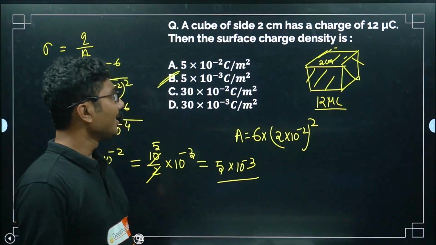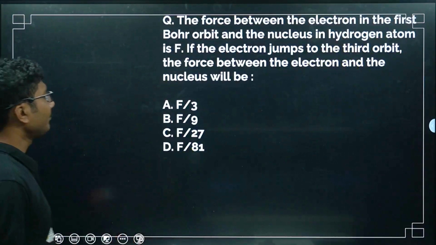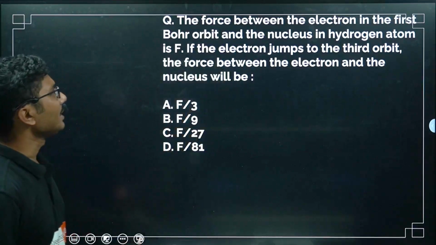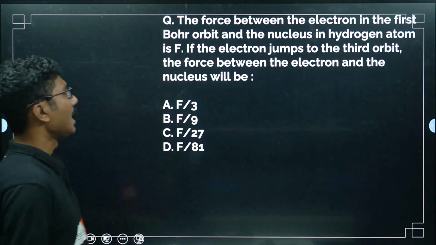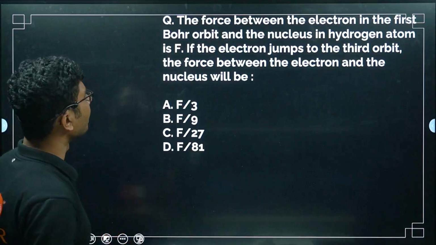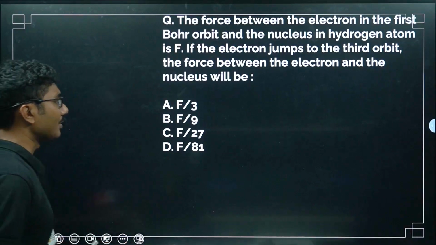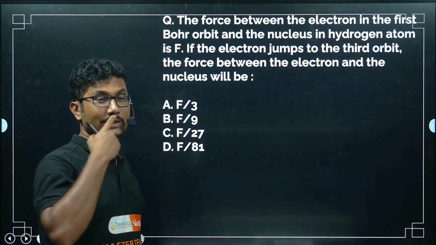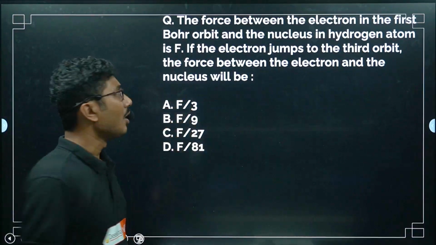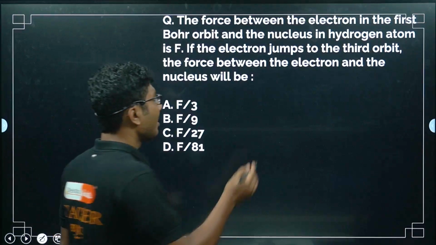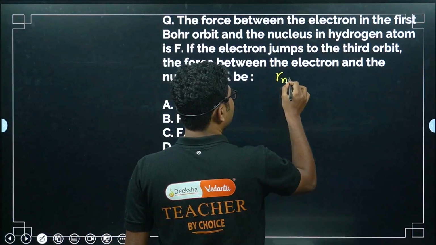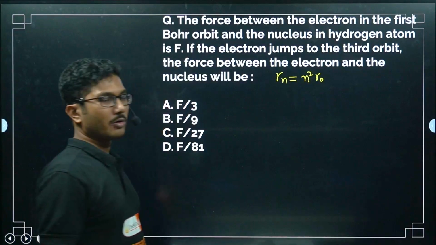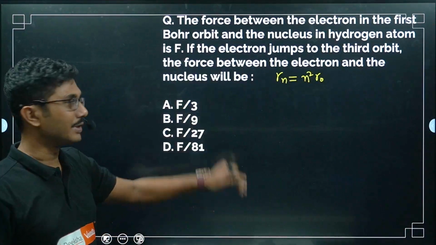Okay. Next problem. The force between the electron in the first Bohr orbit and the nucleus in the hydrogen atom is F. If the electron jumps to the third orbit, the force between the electron and the nucleus will be. Now for that question, there is only one thing that you need to remember. This is a very good question. Rn is basically n square R0. R0 is the Bohr radius, or the radius at the first orbit, right?